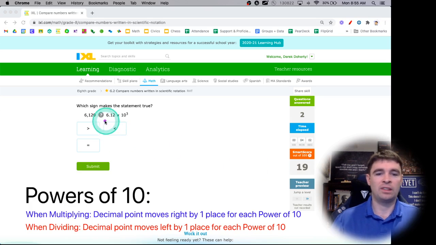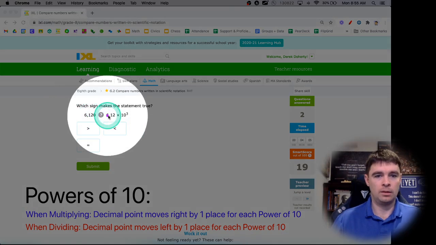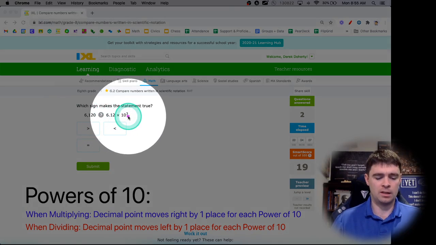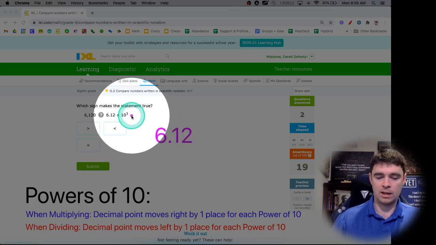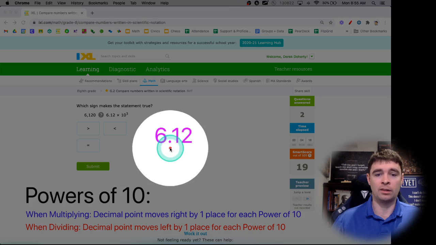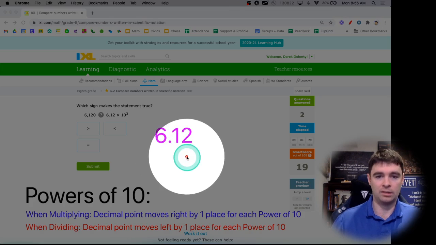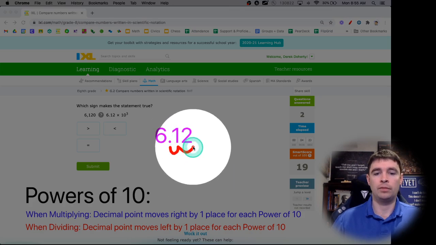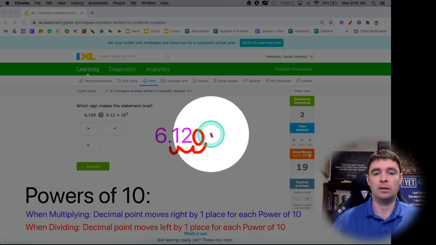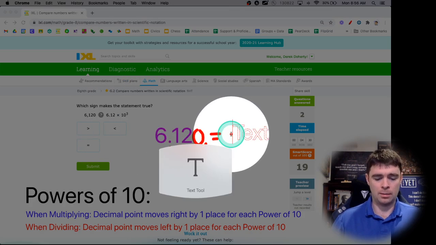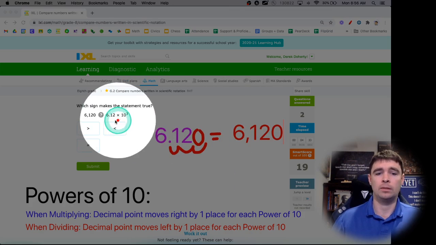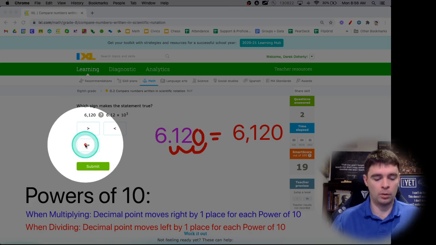Now for our next one, we have 6,120 here, and we're comparing it to 6.12 times 10 to the third. So I'm going to take the scientific notation one, 6.12, and multiply that by 3 copies of 10. That just means that the decimal point is going to slide right by 3 places. It's going to go 1, 2, 3 places to the right. Which means when I multiply 6.12 by 3 copies of 10, I'm going to get 6,120. The same number as we see on the left. These two are equivalent. I promise you they're not all going to be equivalent.